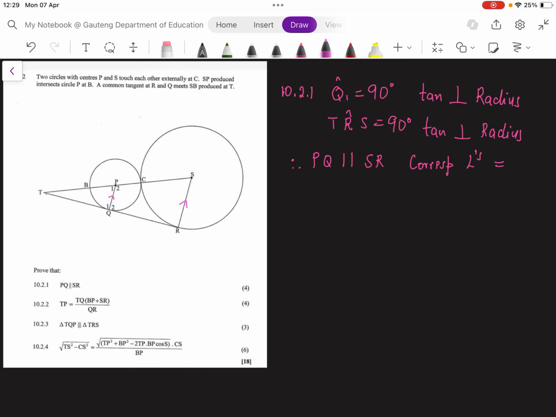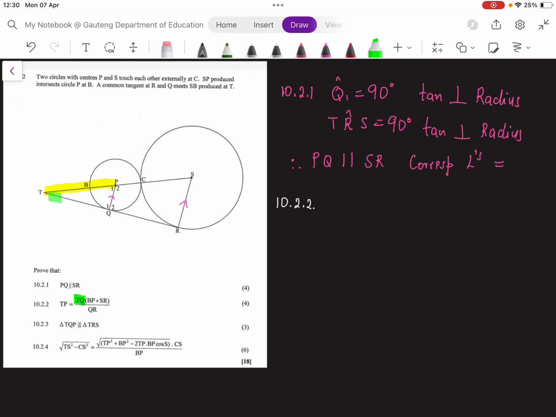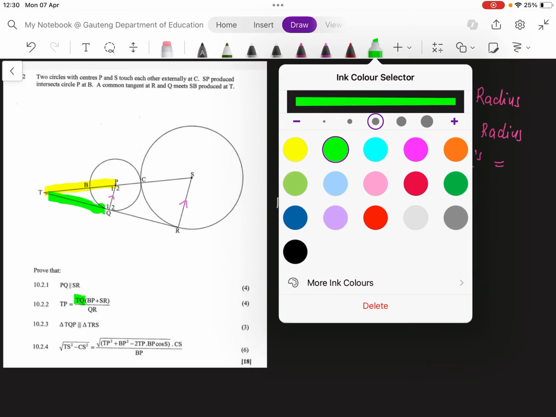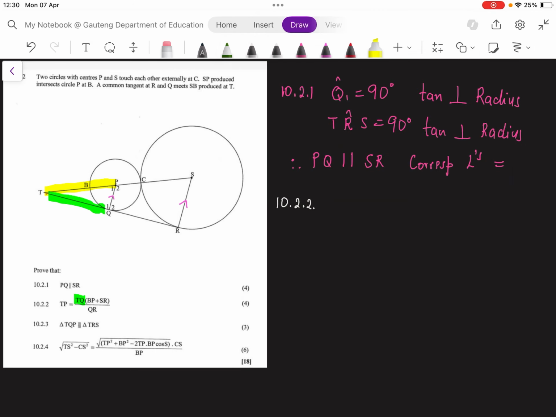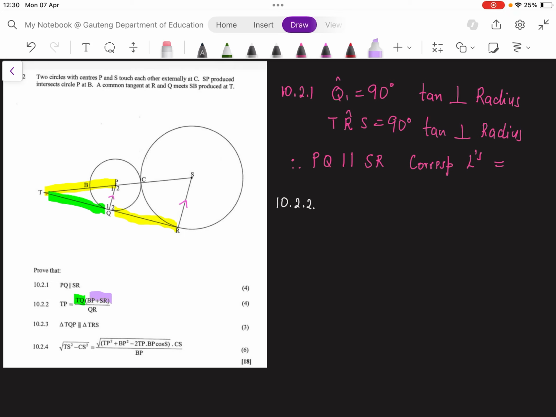Now let's move to 10.2.2. Now we are required to prove that TP, where is TP? TP is equal to TQ over QR, and then there is that thing that is written inside here.